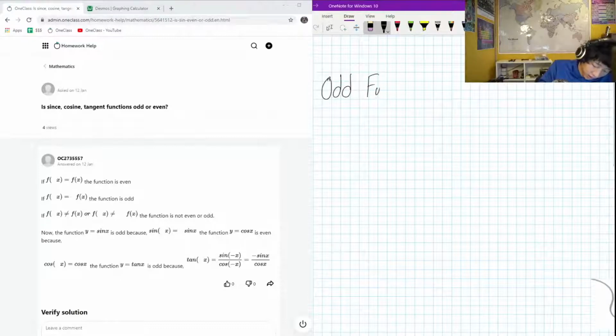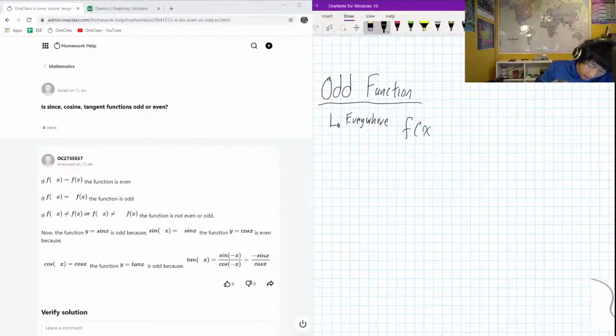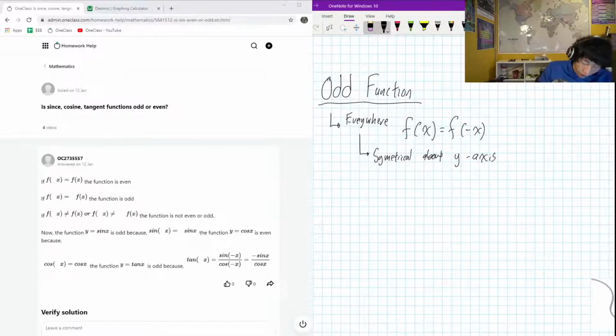So let's start with an odd function. What it means to be an odd function is that everywhere f of x is equal to f of negative x. You could also translate that as saying symmetrical about the y-axis. Okay, so that is the base criteria for an odd function.